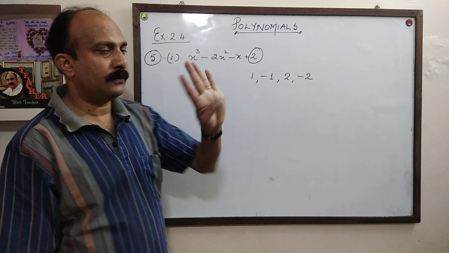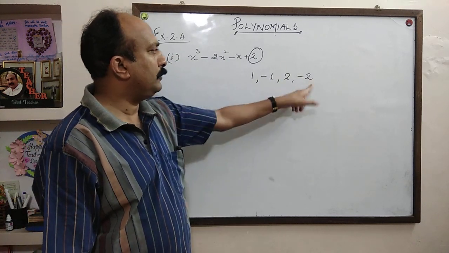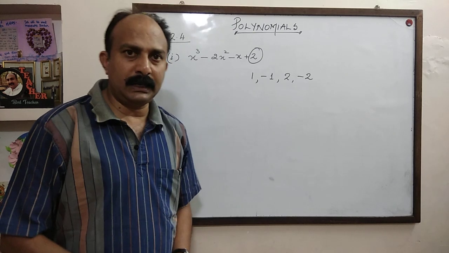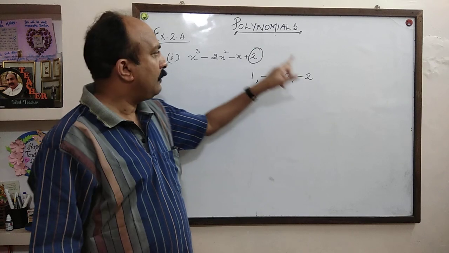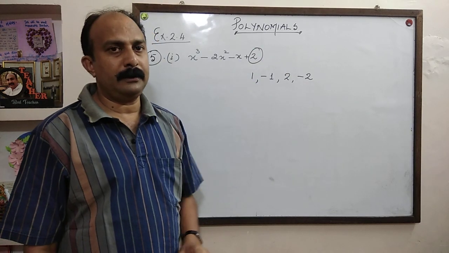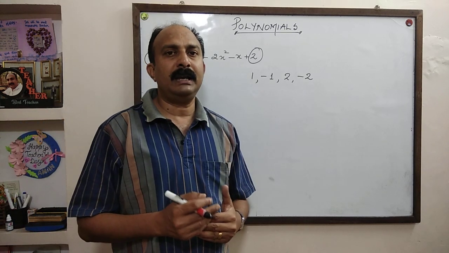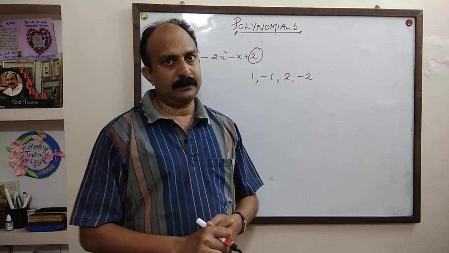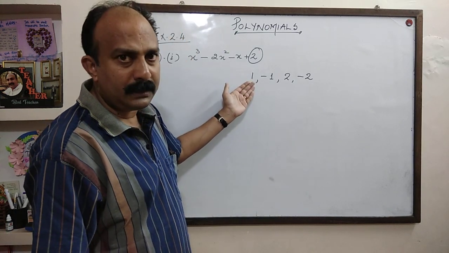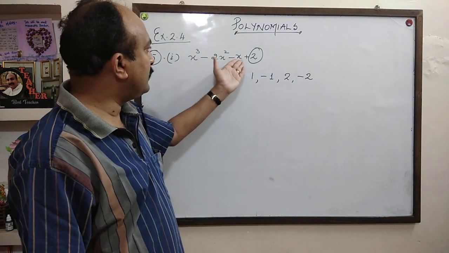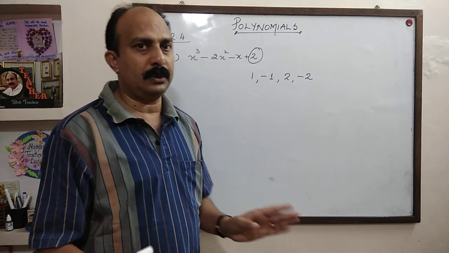Plus 2 has 4 factors. Plus 1, minus 1, plus 2, minus 2. So it is sure that any one of these 4 numbers will be one of the zeros of this polynomial. So in order to find that, we are doing it by trial and error method. What is trial and error method? We will take the first number and put it in place of x and check whether we are going to get this answer 0 or not.